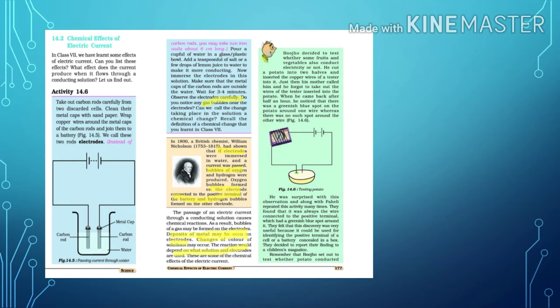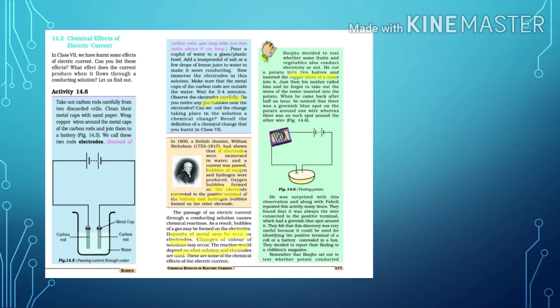Okay, one thing is given here. Once Boojho decided to test whether some fruit or vegetable can conduct electricity or not. For this, he cut a potato in two halves and inserted the copper wires of a tester in it. What happens? His mother called him. He forgot to take out the wires.